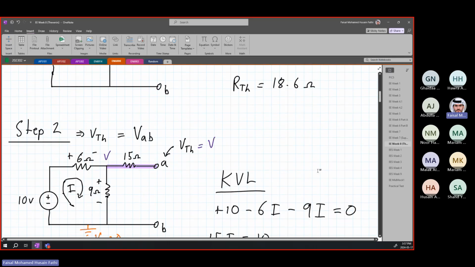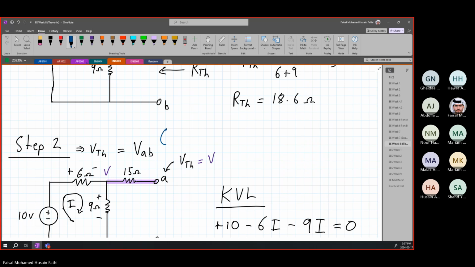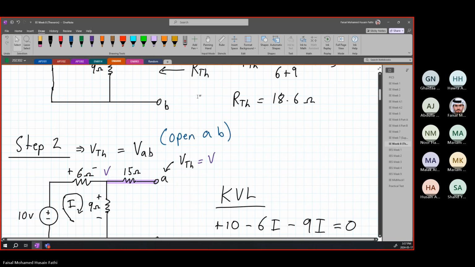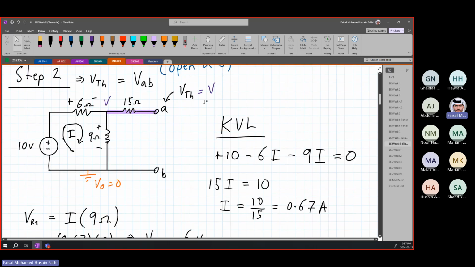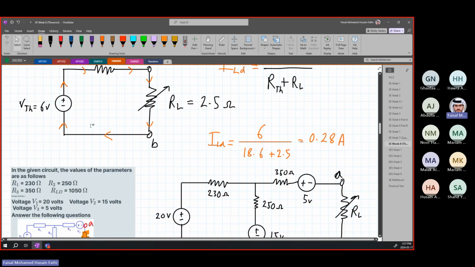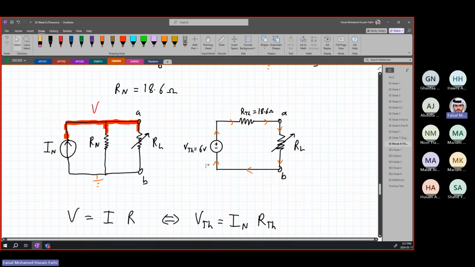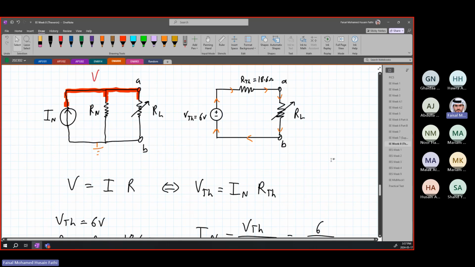So VAB, here you're going to be opening the nodes A, B, and then finding the V Thevenin at point A. You're going to be finding VAB basically. That's the only difference. The circuit for Thevenin is going to be a series circuit with R Thevenin, and for Norton it's going to be a parallel circuit. And you can see that if you find one of them, you can simply find the other one directly without having to go through all of this.